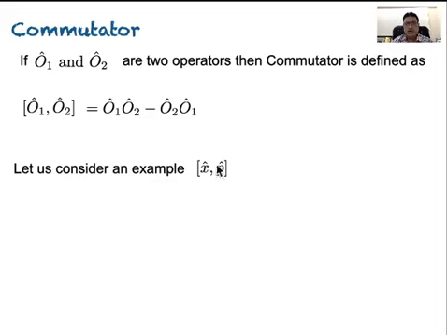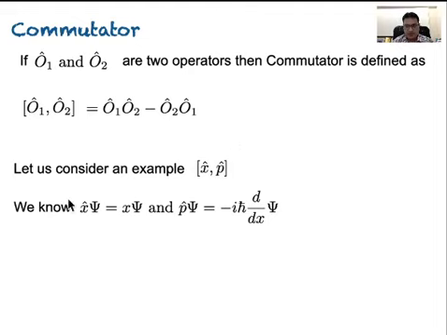Now we can take some examples. For example, we can take the X operator and the P operator and evaluate their commutator. So this is the commutator, which is denoted by these brackets. We know that when X operates on any wave function psi, it will give you X times psi, and when P operates on any wave function, this is your momentum operator.